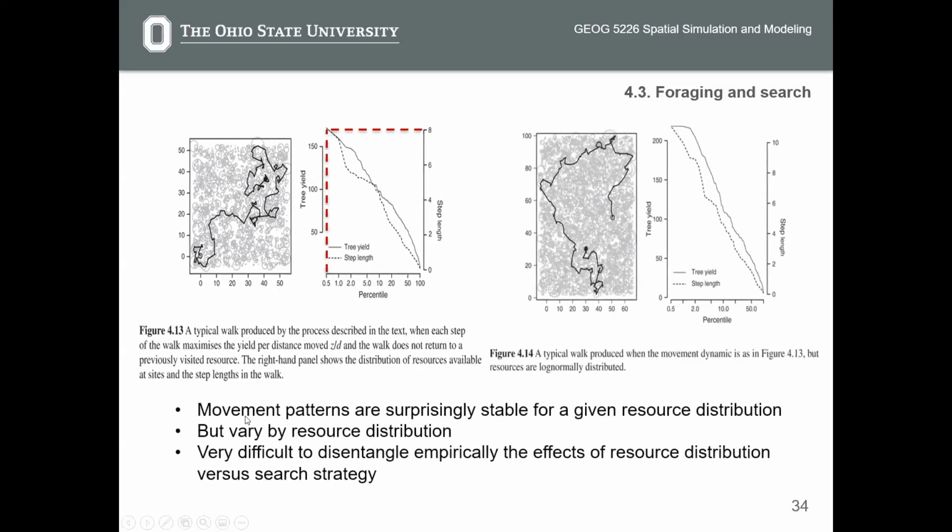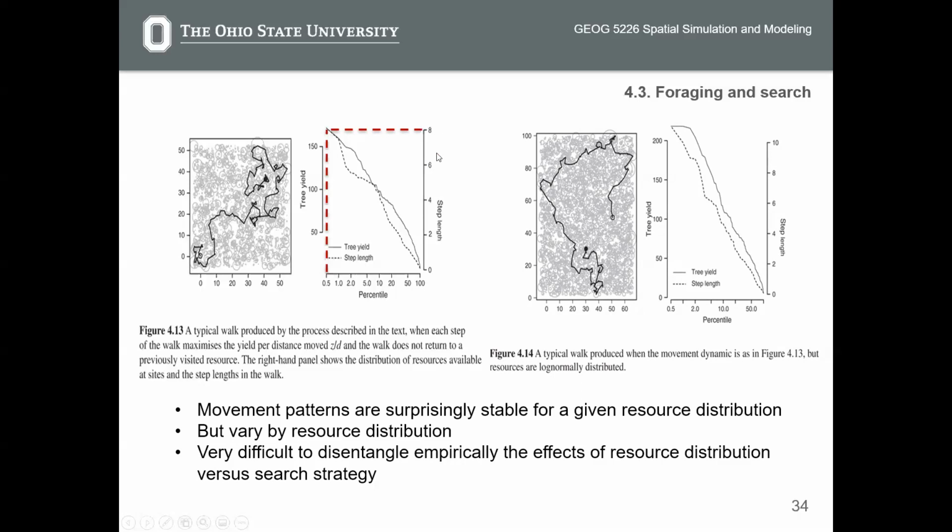And you see that movement patterns are surprisingly stable for a given resource distribution. It means that if we redistribute resources within this space, but still use an exponential distribution, you will have a similar curve here for step length, which means there won't be so many long steps.